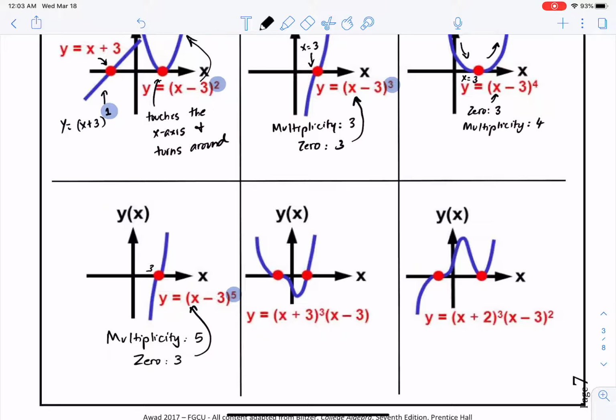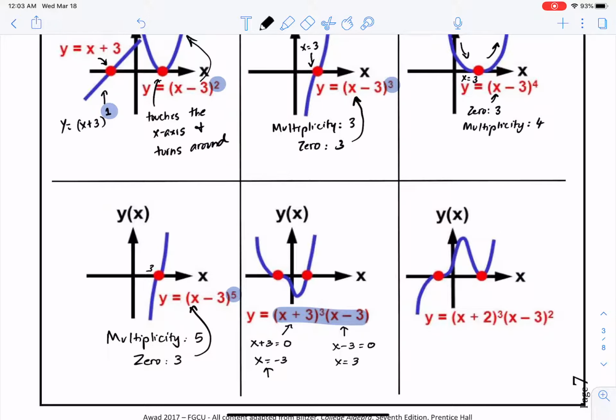So anytime you have a function such as this, you have two factors. So that is one of them, so I can set x plus 3 equals 0. And over here, I have x minus 3 equals 0. Setting the function equal to 0, I'm solving for x. So x here is negative 3, and x there is positive 3.